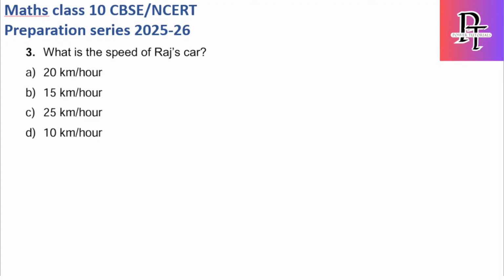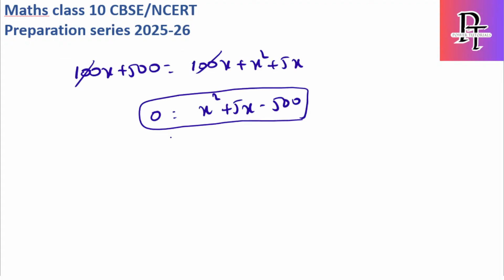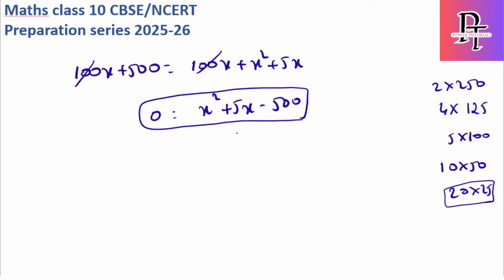Now they're asking for Raj's speed, so I will solve it here itself. As I told you, the first method I'm using is the factorization method. The second question I will solve using the formula. For 500, what are the factors? 2 into 250, 4 into 125, 5 into 100, 10 into 50, 20 into 25. If I use 20 and 25, I can get the middle term, which is 5. So I will write 5x as x square plus 25x minus 20x minus 500.